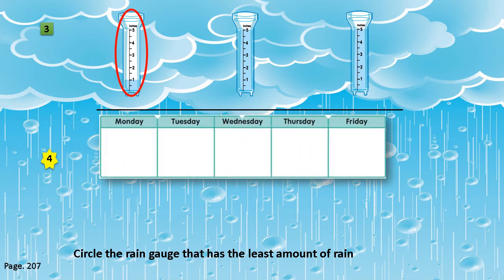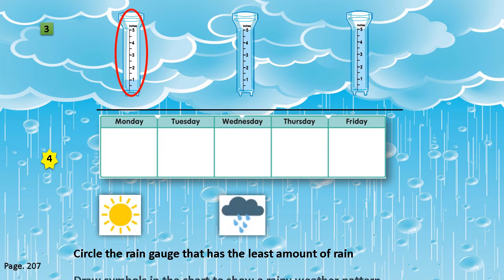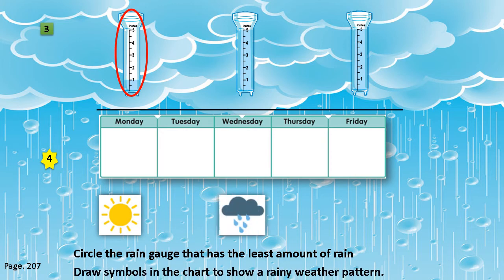And for question number 4, we are asked to draw symbols in the chart to show a rainy weather pattern. So, let's go ahead and draw 1, 2, 3 rainy symbols. 3 rainy days in a row would be a rainy pattern, and a pattern is something that repeats.